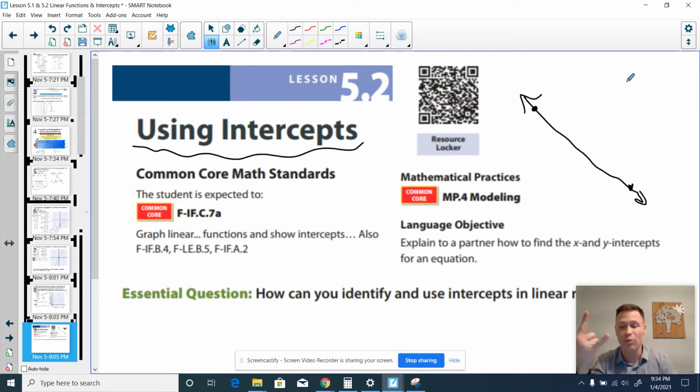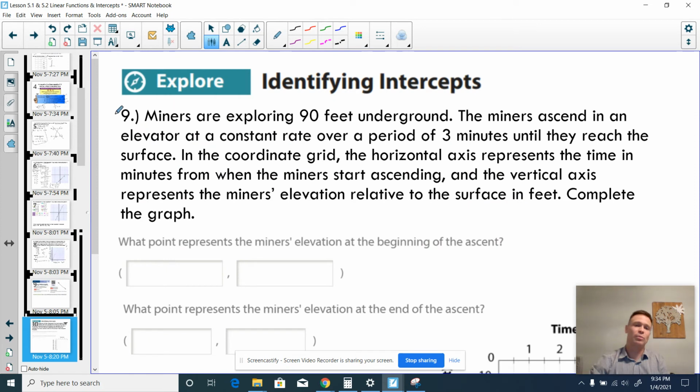So we're going to find 2 points in order to draw a line. And we're going to do that by using a method called finding the intercepts. So let's rock it.